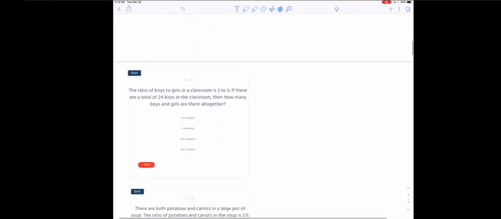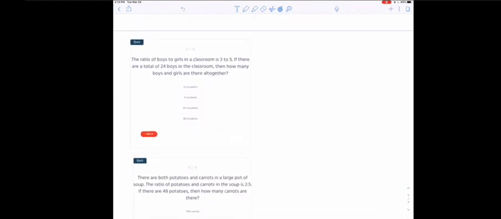So now that we've done that, let me make some space. Now let's look at number 4. Number 4 says, the ratio of boys to girls in the classroom is 3 to 5. If there are a total of 24 boys in the classroom, then how many boys and girls are there altogether? Okay, so ratio of boys to girls, 3 to 5. 3 boys, 5 girls, 8 total. So my ratio is set up, okay?